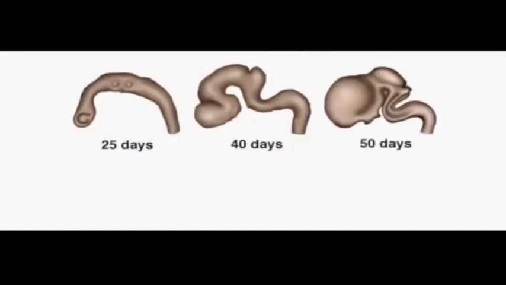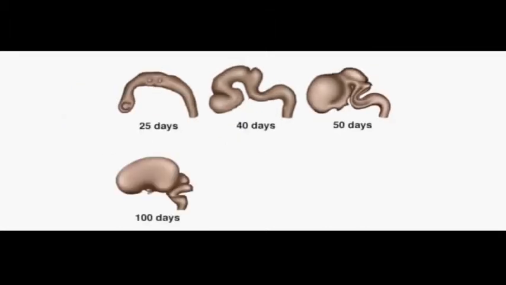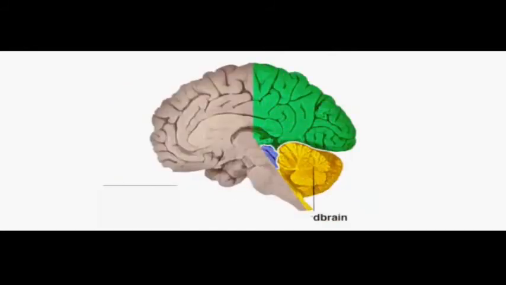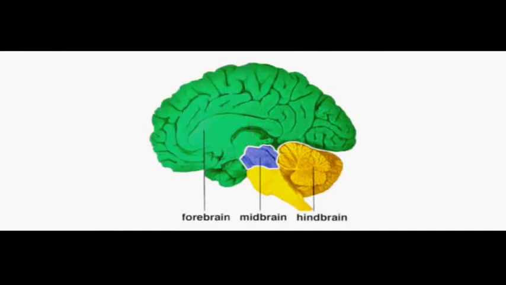By 50 days, the cerebral hemispheres are developing. By 100 days, they are very obvious. In the following months, the cerebral hemispheres expand enormously and cover most of the brain. The full complement of neurons is present shortly after birth. The glial cells continue to increase in number until adolescence, at which time the brain becomes fully mature. The structures of the forebrain, midbrain, and hindbrain can be revealed by taking a surgical section through the brain.